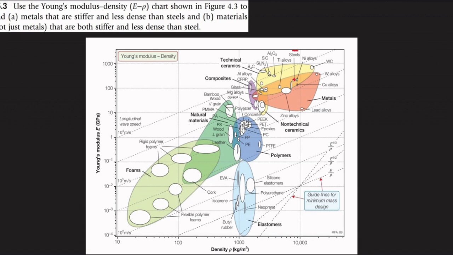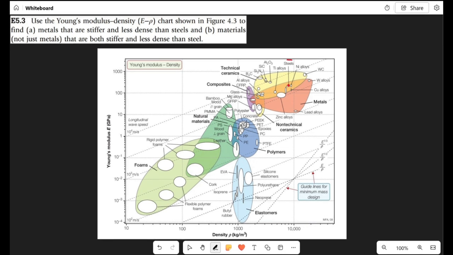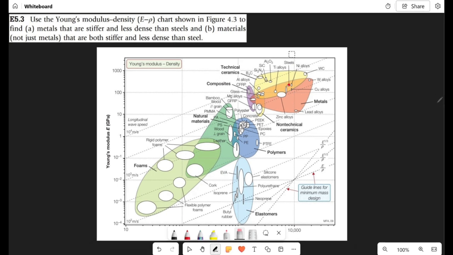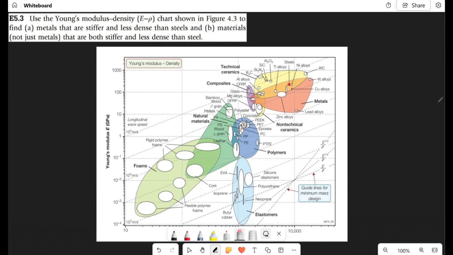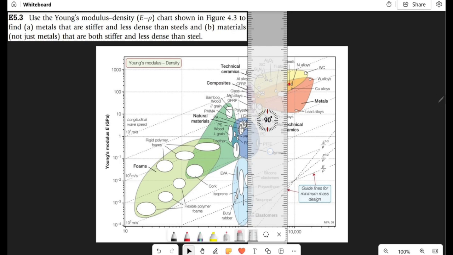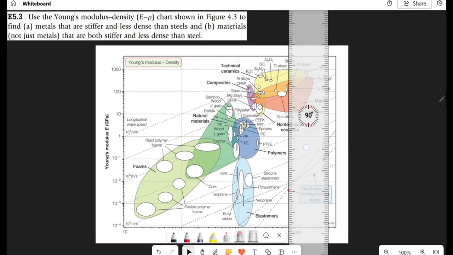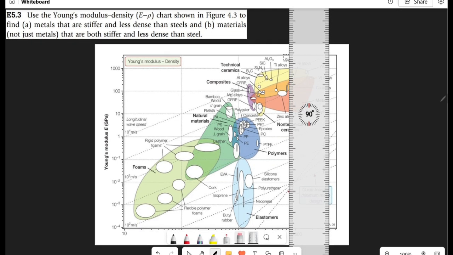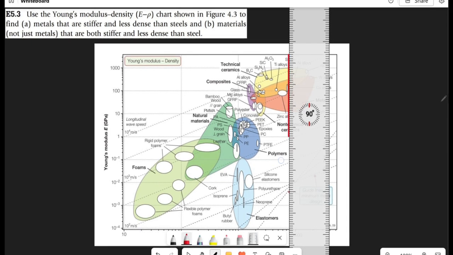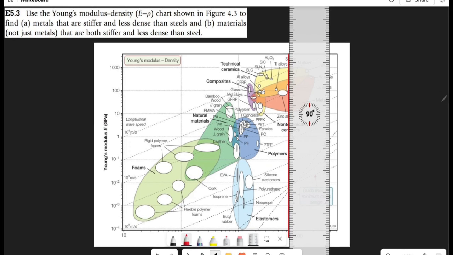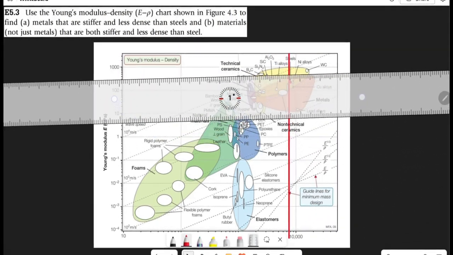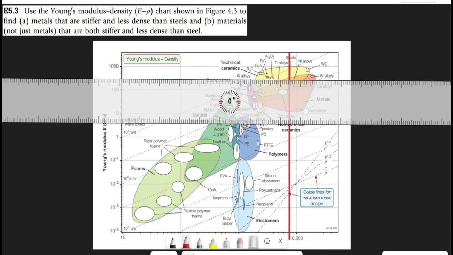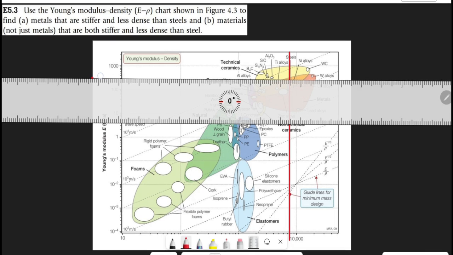So we just make a mark on steel. Now that we have a mark on steel, we can now try and find metals that are what? Stiffer and less dense than steel, right? Once we have this, we bring out our ruler and look for materials that are less dense. If they are less dense, they should be just behind steel. So we draw a line. And if they are stiffer, we change our ruler to 0 degrees and draw a line.